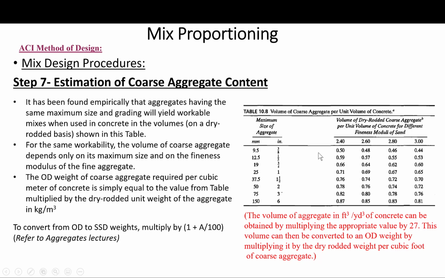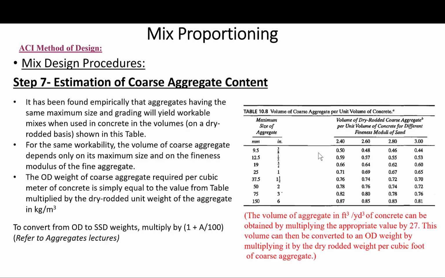All right, multiplied by the dry rodded unit weight of the aggregates in kilogram per cubic meter. Or the volume of the aggregate, in cubic foot per cubic yard, can be obtained by multiplying the appropriate value by 27. In the example we will do later, we will use both unit systems, so that you're familiar with both of them. To convert from oven dry to SSD weights, you multiply by 1 plus A divided by 100.